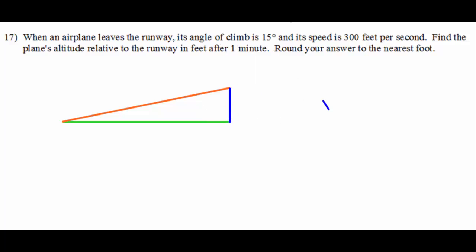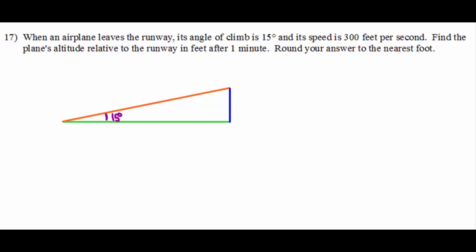So that's going to finish off our triangle right there. What we know is that the angle of climb is 15 degrees, so that's like our angle of elevation. And we know that its speed is 300 feet per second. Now, what that means is that we can use that to find how far it's gone. That'll be our hypotenuse. If I want to know how far it's gone in 1 minute and my speed is 300 feet per second, I'm going to have to think about one of two things.